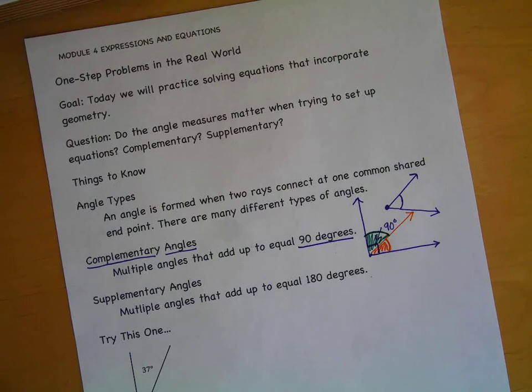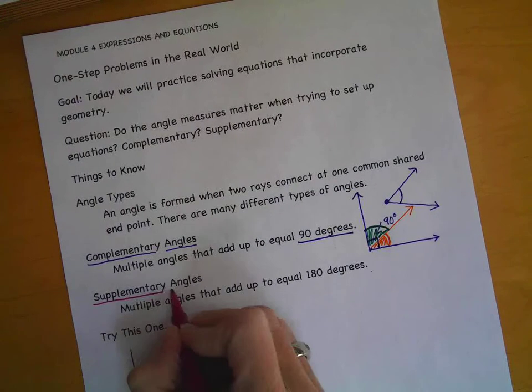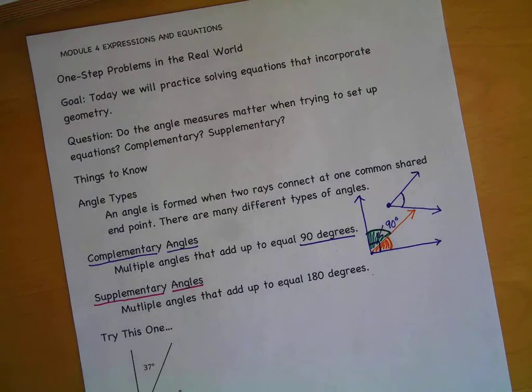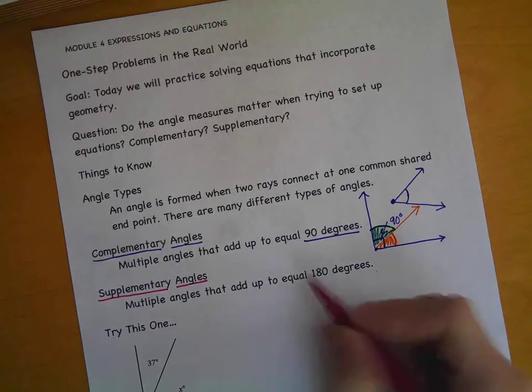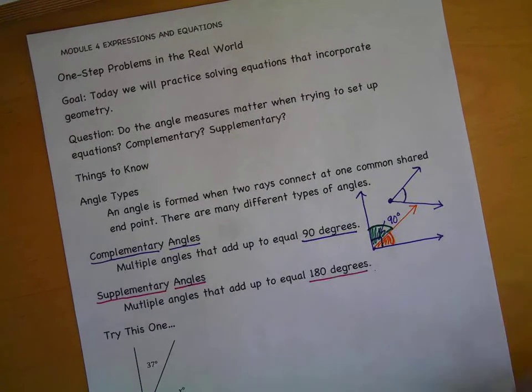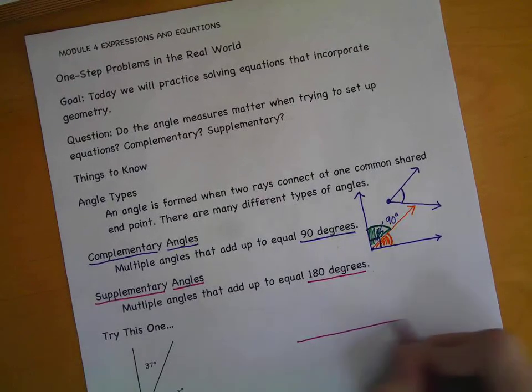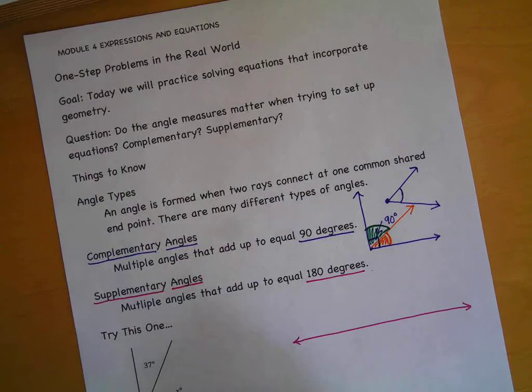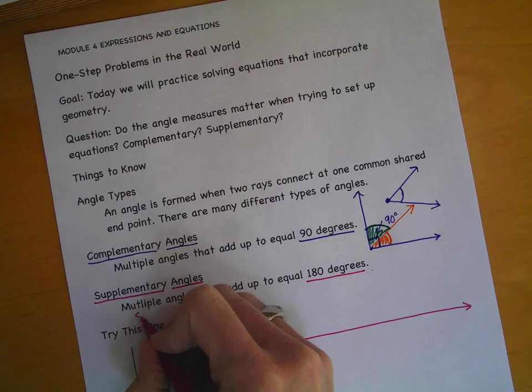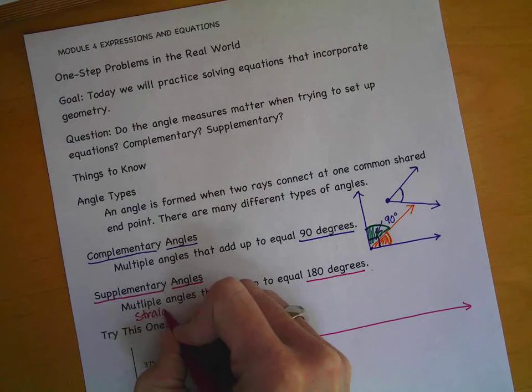The next set of angles you need to be responsible for knowing is supplementary angles. Supplementary angles are very important because they are multiple angles that add up to equal 180 degrees. Basically, if you have a straight angle, supplementary is also the same as a straight angle.